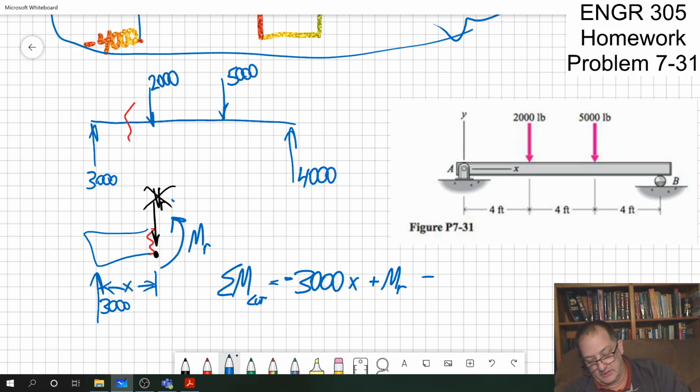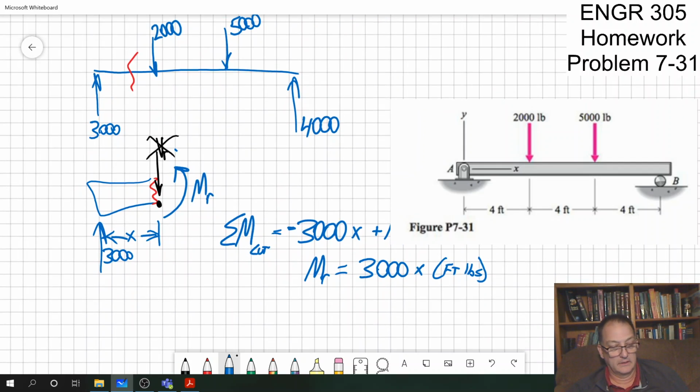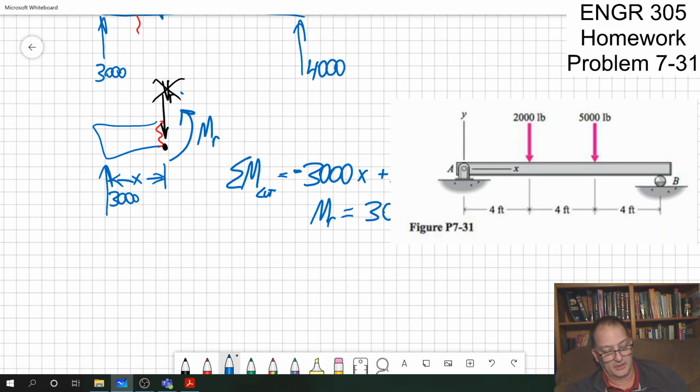Okay, and that's all equal to 0. Should have put the 0 in there first. So MR is equal to 3,000 X, and the units are foot-pounds. All right. Let's keep going. Next section.